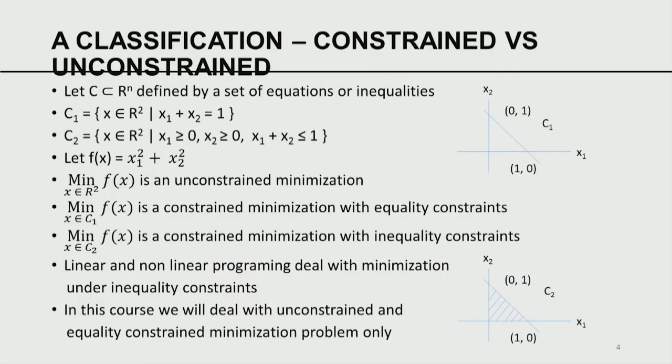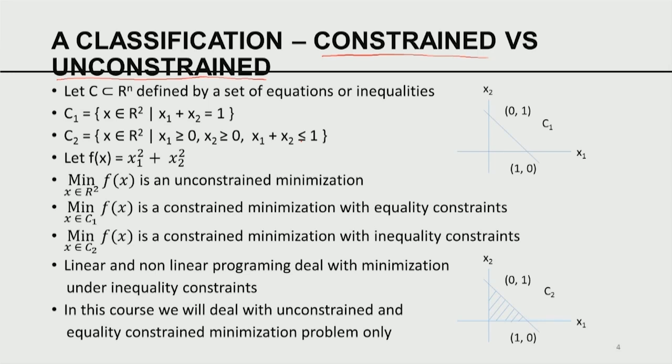So that is unimodal versus multimodal. The next classification is constrained versus unconstrained. Again, those of us who have done a little bit of meteorology or data assimilation should be able to appreciate this. Minimize f of x, that's an unconstrained problem. I have no constraint on x, but I would like to insert a constraint now. Let C be a subset of R n defined by a set of equations or inequalities. For example, let C1 be the set of all x such that x1 plus x2 is equal to 1. Let C2 be the set of all x in R2 such that x1 is greater than 0, x2 is greater than 0, and x1 plus x2 is less than or equal to 1.